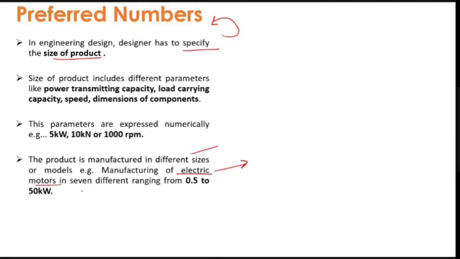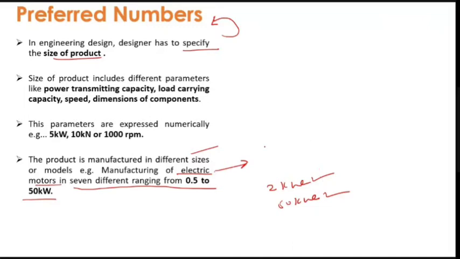Let us say that he is manufacturing 7 different motors ranging from 0.5 to 50 kilowatt. Okay, for home appliances, maybe you will be taking 2 kilowatt. For larger appliances, you will be taking 42 kilowatt. Okay, so depending upon this kilowatt, that is the power transmitting capacity of the motor, accordingly the user will buy. So this manufacturing of electric motors has to be in different ranges.